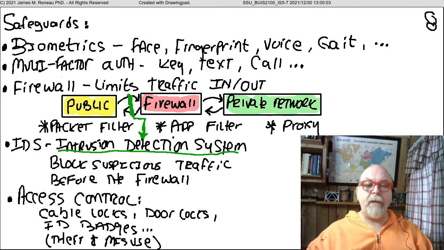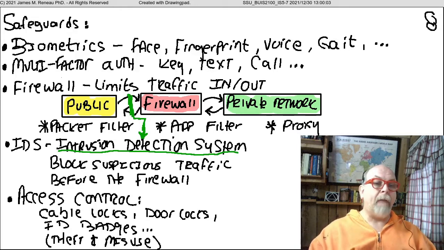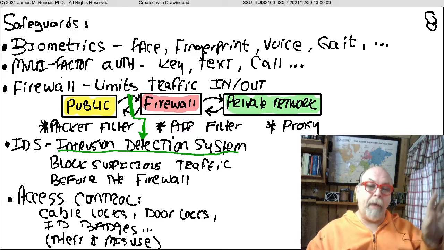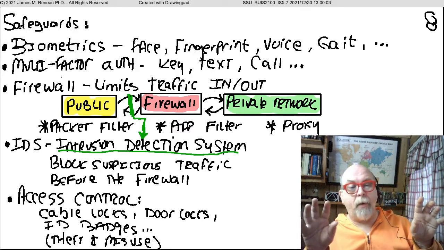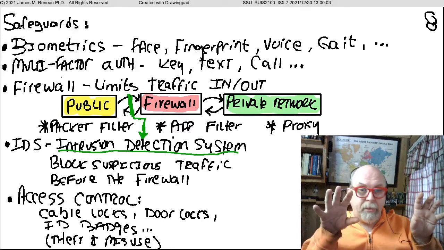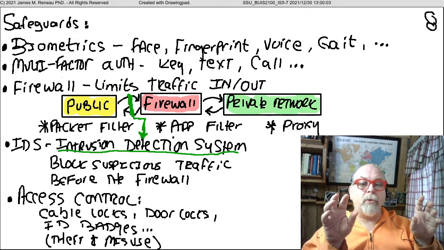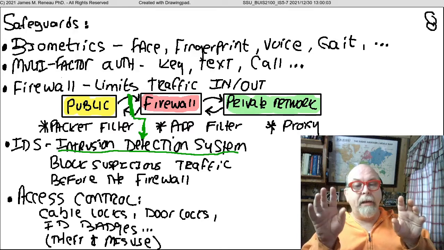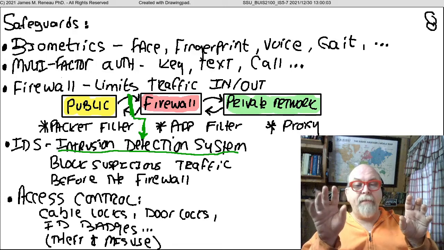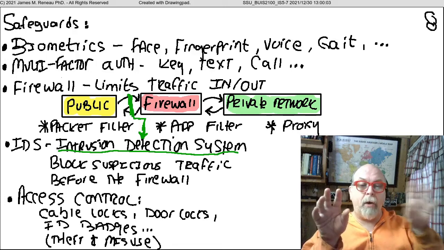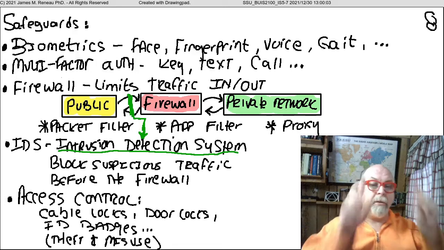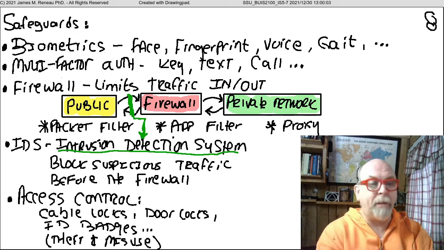There's another safeguard that we use to safeguard our network called a firewall. Basically, what a firewall does is it sits between the public and your private network, so that all of the network traffic from outside passes through the firewall before it gets inside, and all of the traffic inside passes through the firewall before it gets outside. And you can see that in my little sketched up diagram here.